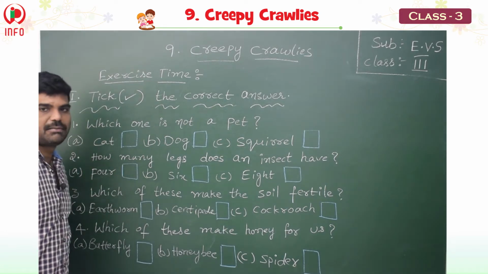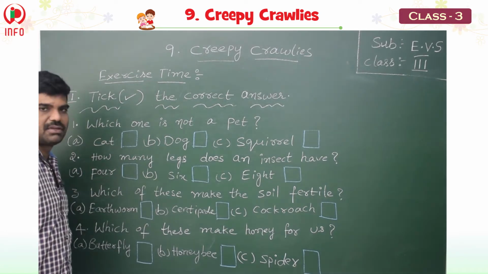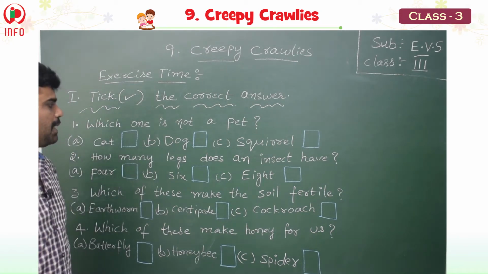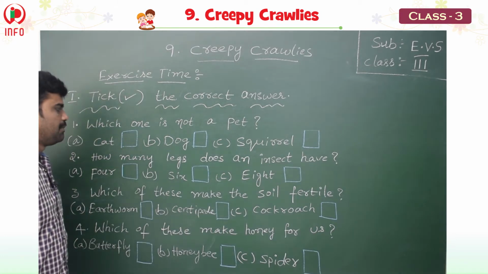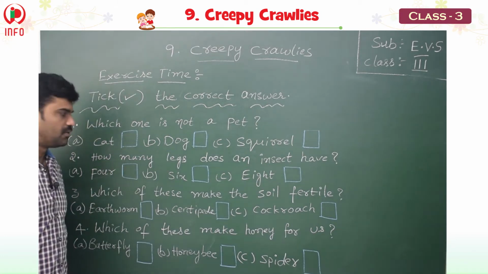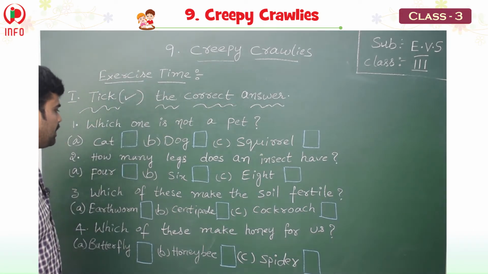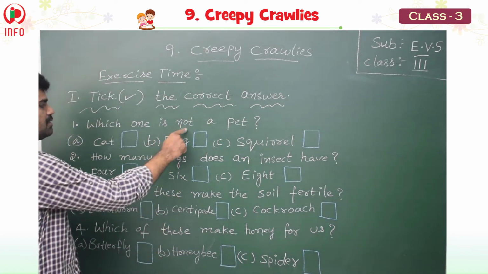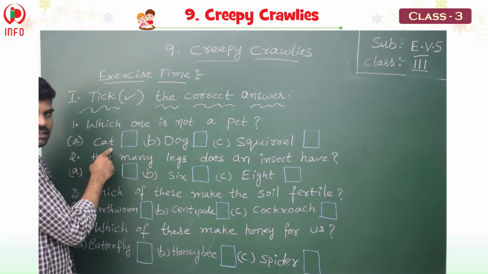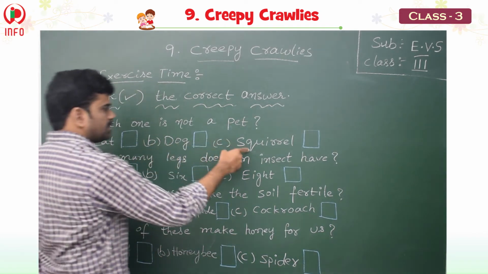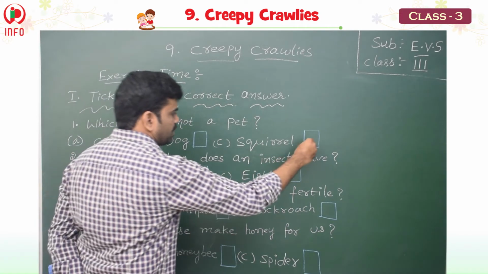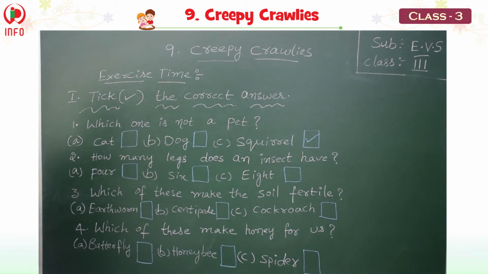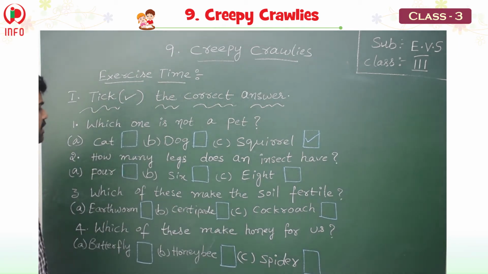Children, you know that pet animals are present in our house. Okay? So, the main and very important pet animal that is present in maximum of the houses is dog. Not only dog, even cat also. But here the question is, which one is not a pet? This is pet, this is pet, but squirrel is not a pet. So, this is the right answer.